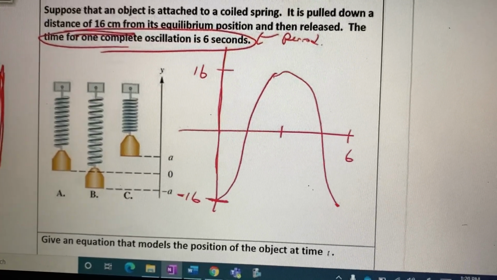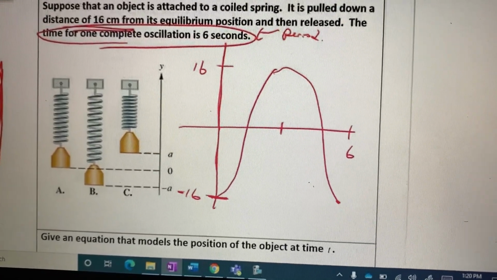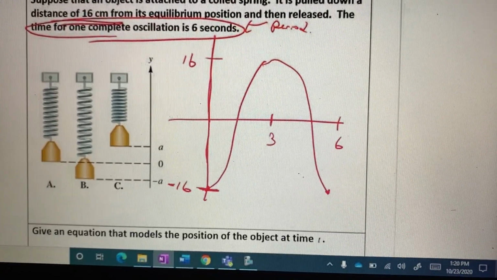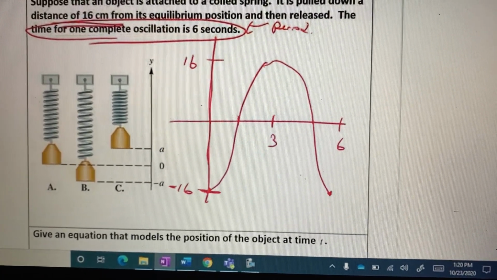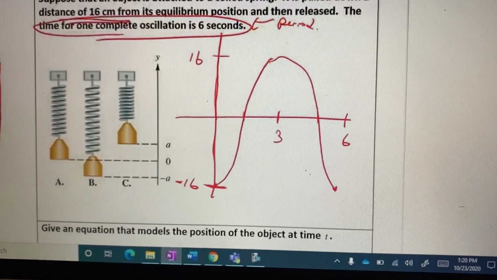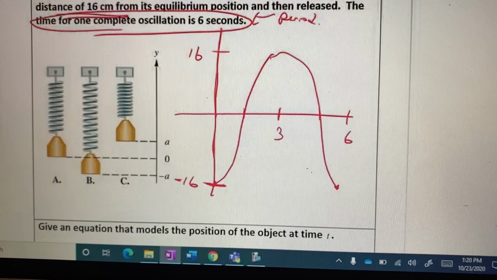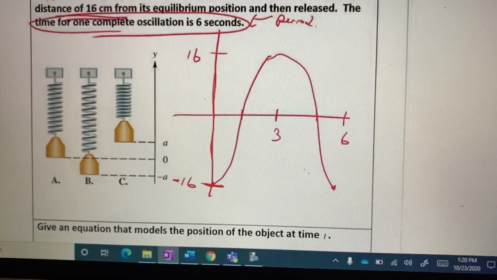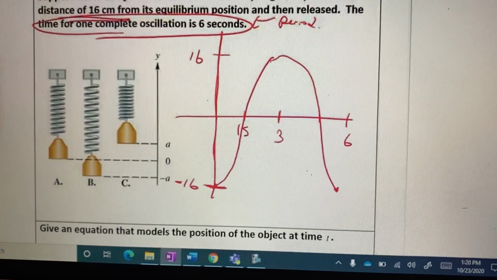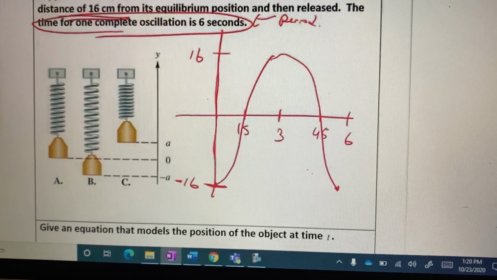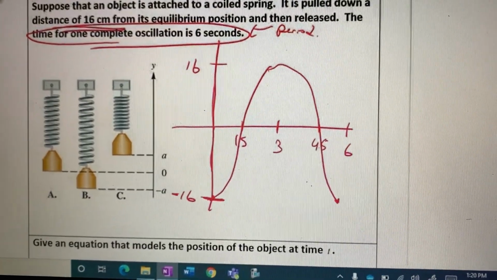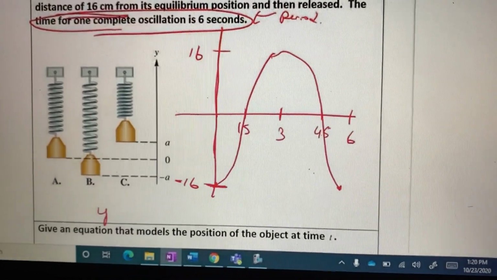So everything is very symmetric. So I know the maximum is going to hit at 3. And then the other points, so like where it hits the x-axis for the first time, that's going to be between 0 and 3, which is going to be like 1.5. And then it's going to hit up to 3, and it's going to come back down on the other side of the x-axis at 4.5. And then it goes all the way down to 6. So notice how symmetric everything is going to be.